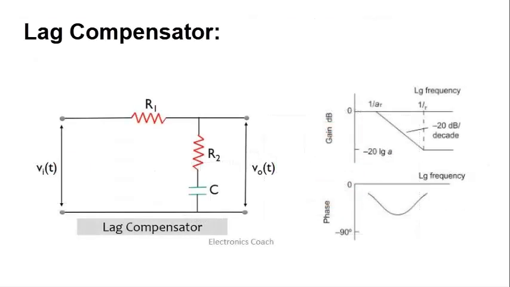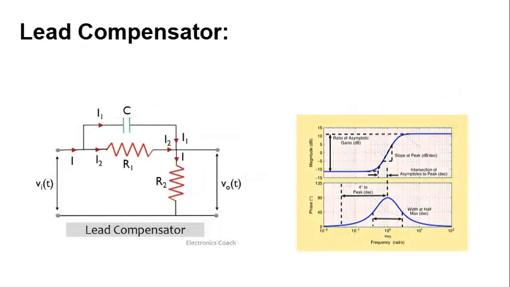Lag compensator. A lag compensator is used to improve the steady-state accuracy of a control system. It introduces a phase lag in the system, which helps in reducing the steady-state error. Lead compensator. A lead compensator is used to improve the transient response of a control system. It introduces a phase lead in the system, which helps in reducing settling time and improving stability.